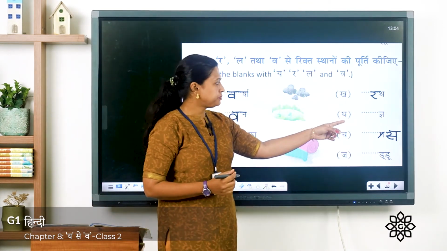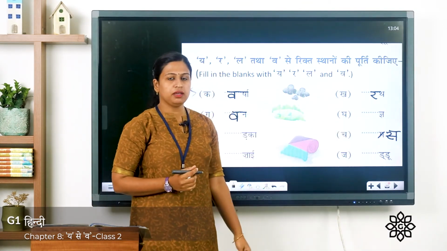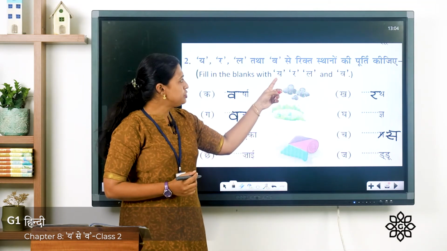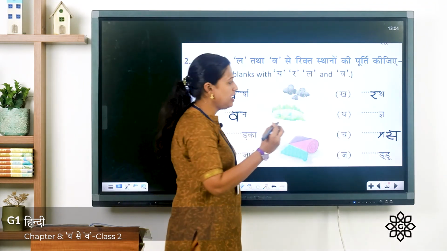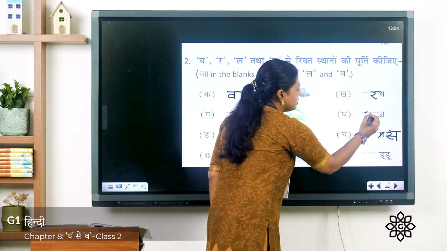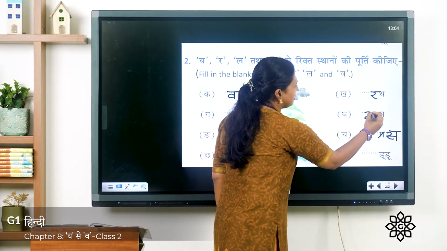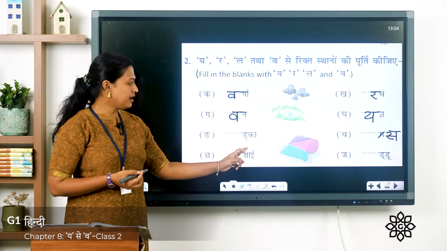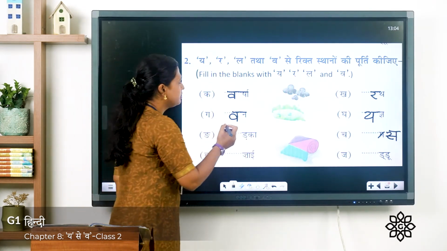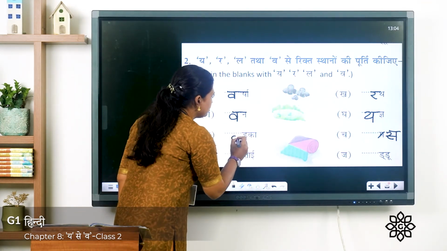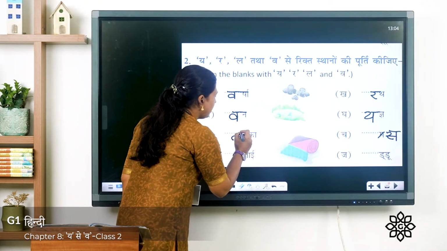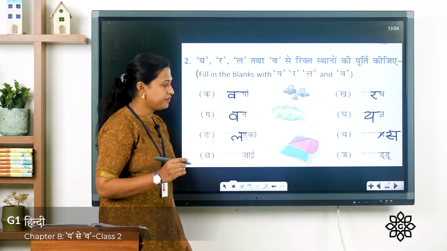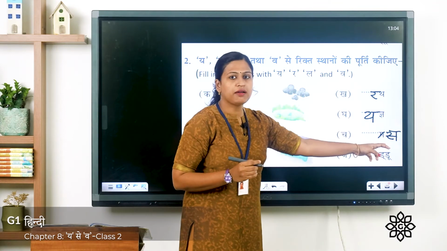The fourth one, Gya is already given, and we can choose Ya. Ya say Yagya. So you have to write Ya here. Next one is Da Ka. So you have to write La here to make the word Ladka. Ladka means boy. Here we have corrected it.